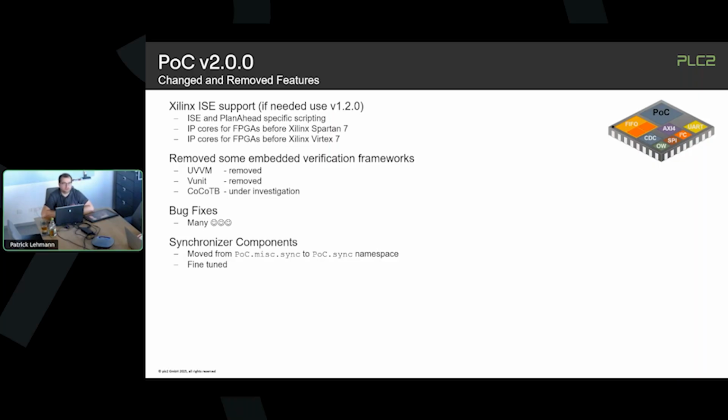As I said before, we have lots of bug fixes. It would be a presentation in itself to talk about bug fixes, so you can read our changelog if you are interested. And another big change was moving the synchronizer components from the Misc namespace into a main namespace directly underneath PoC, which is now PoC.sync. This is due to the importance of synchronizers that was maybe not seen in the past when we worked at the university, but nowadays designs have different clock domains, so it's very needed to have synchronizers.